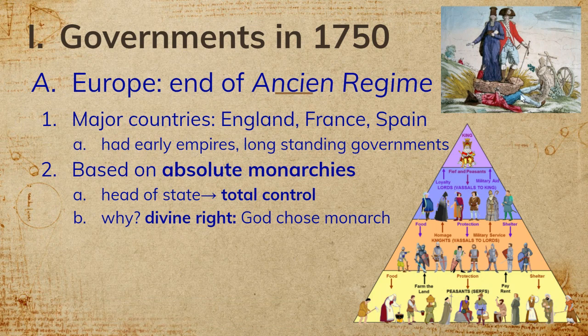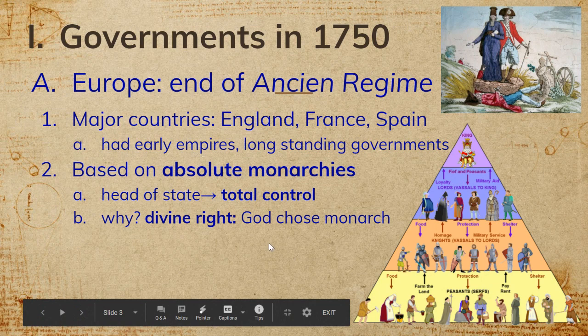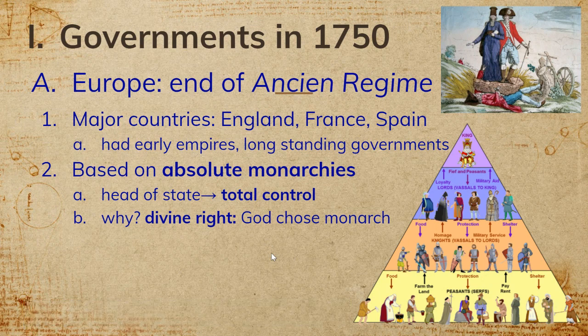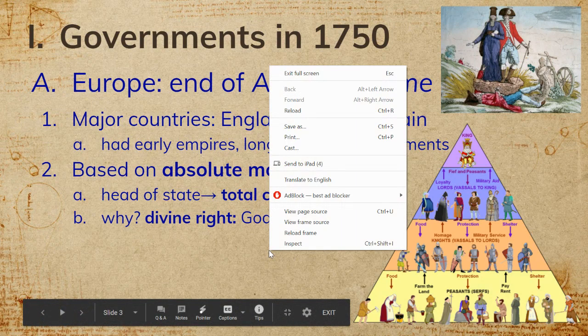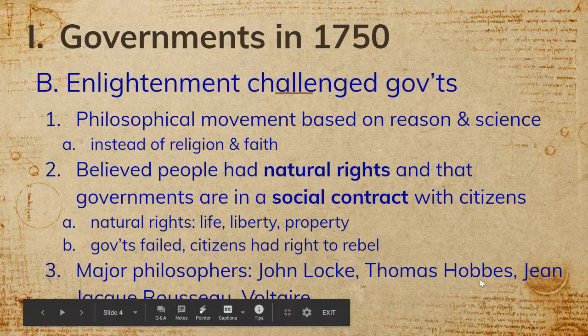And who are they on top of? Once again, those peasants, those serfs. So that's really what governments are like at the start of the 18th century. And they had been this way for several centuries, going back millennia in some examples. All right.